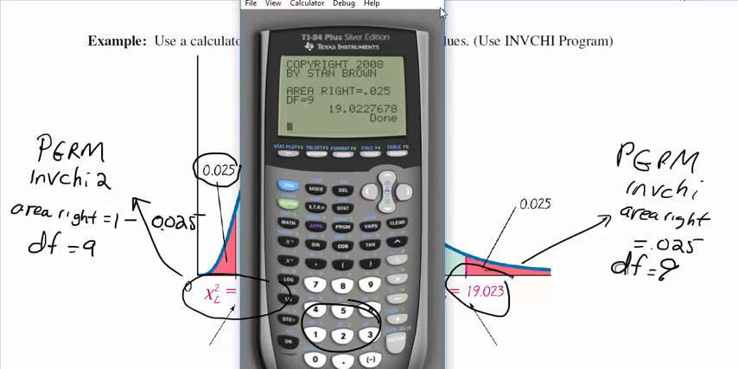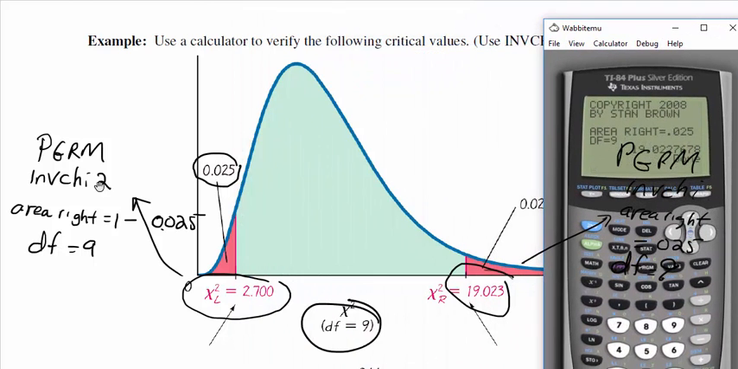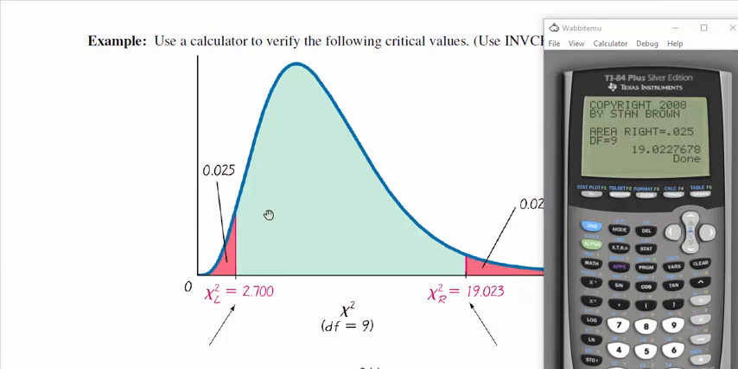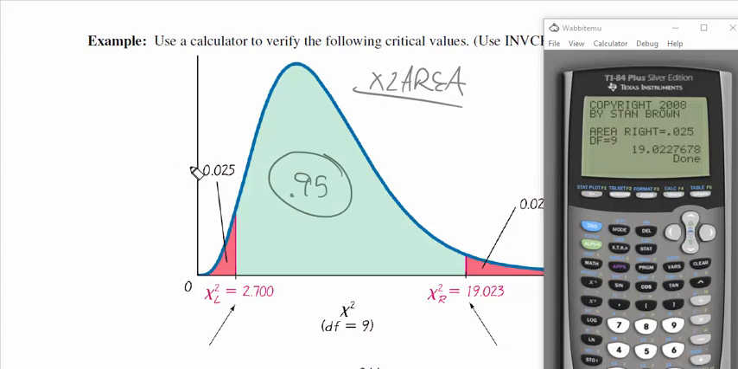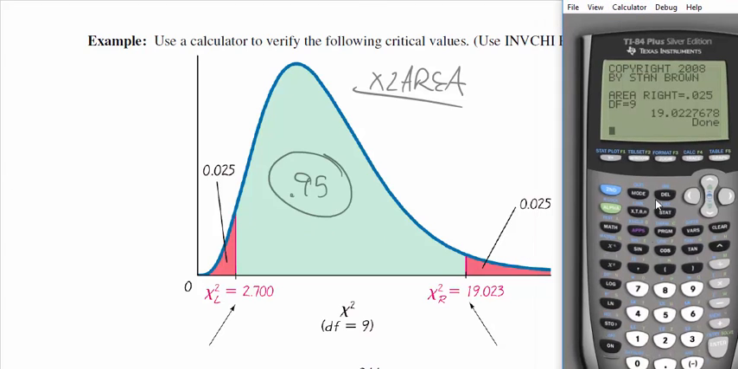At least I do. So now I also want to show you how to verify that this middle area would actually be 0.95. I can do that by using the X2 area program. And I'm not going to show you that on the computer because I'm just doing this to show you that this area is 0.95, no other reason.